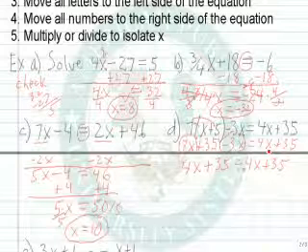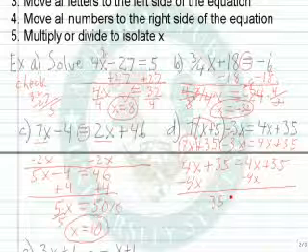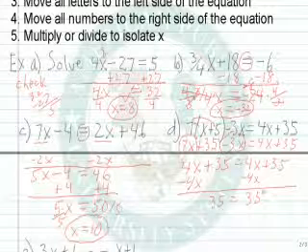Next, we want to move the x's to the left. So we minus 4x from both sides. So we get 0, 35 equals 35. Something really strange has happened here. Notice that all the letters have disappeared.